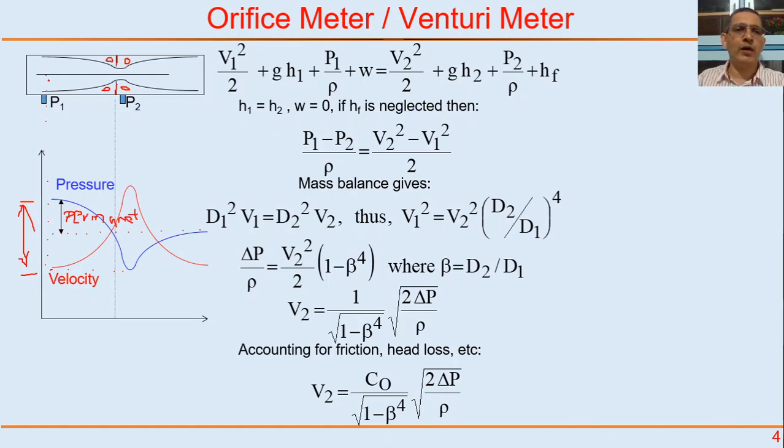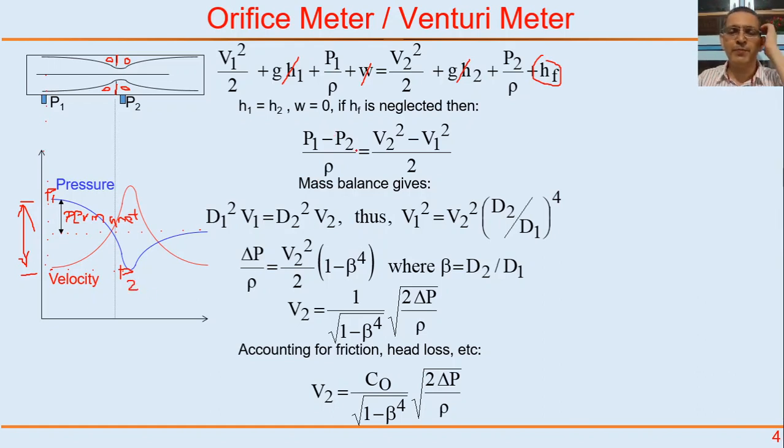So now, if you talk about Bernoulli equation between 1 and 2, H1 and H2 are the same, so they will just cancel out. W is not there. W is 0. There is no pump between 1 and 2. Right now, let us neglect this HF. So if I rearrange this equation now, P1 minus P2, that's what I measure. This is P1 and this is P2. This is what we measure, the pressure differential.